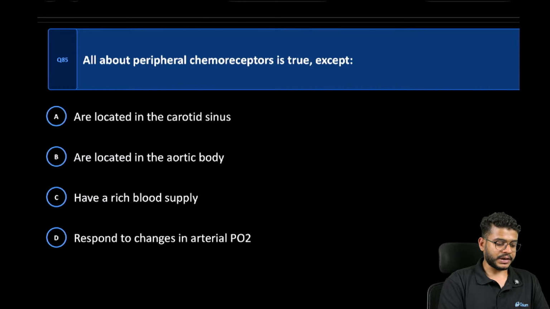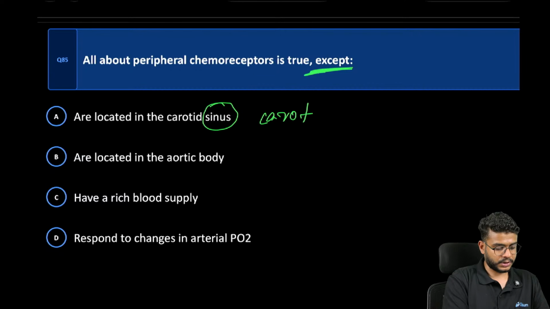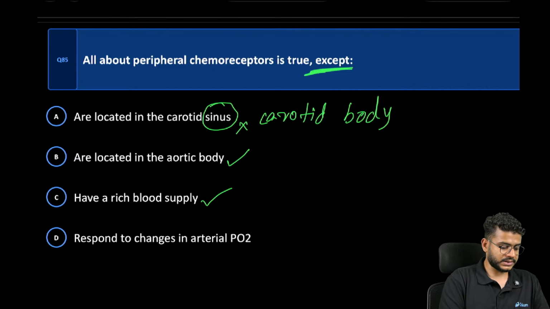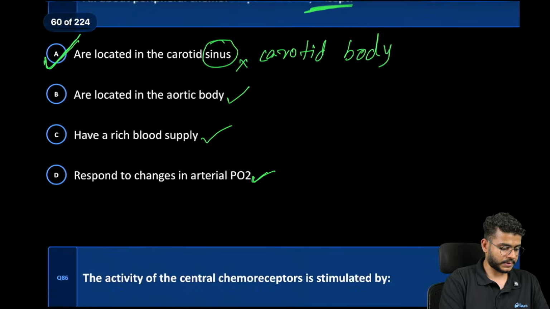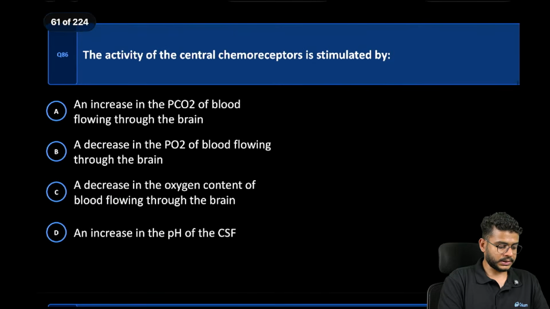All about the peripheral chemoreceptor is true except, okay, we should find the false statement. Are located at the carotid sinus. Is it? No, not at the carotid sinus but at the carotid body. So this is wrong. Let's see. Located at the aortic body, yes. Have a rich blood supply, yes. Respond to changes in the arterial PO2, yes. Lack of PO2. So the option is option A, which is the wrong statement. Okay, let's go to the next question.